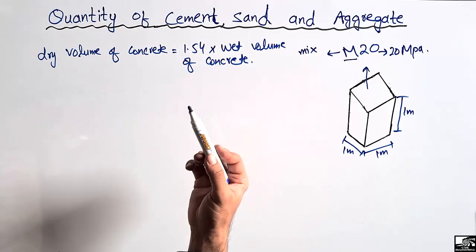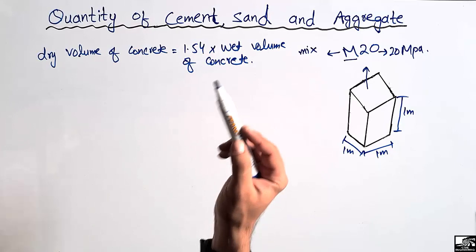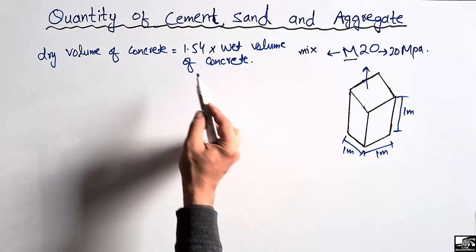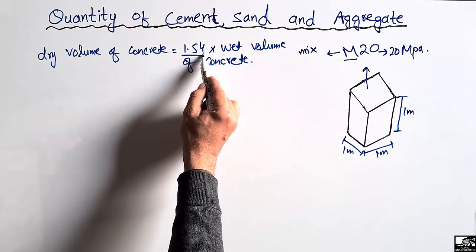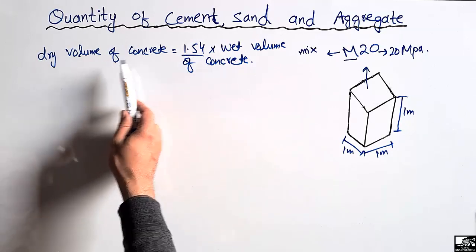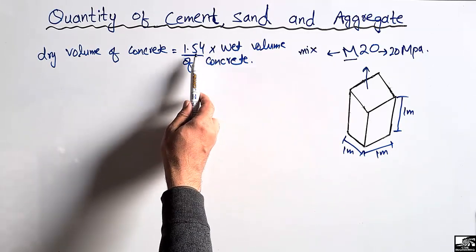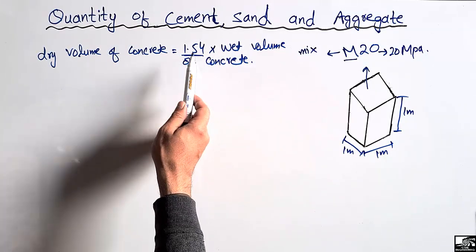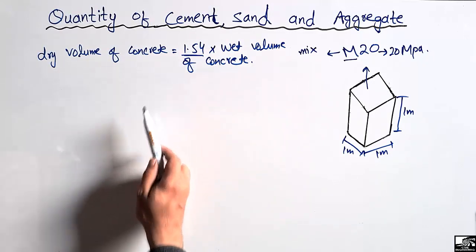So by how much is this dry volume of the concrete greater than the wet volume of the concrete? This factor is 1.54. That's why we multiply the wet volume of the concrete by 1.54 times, so we get the dry volume of the concrete.